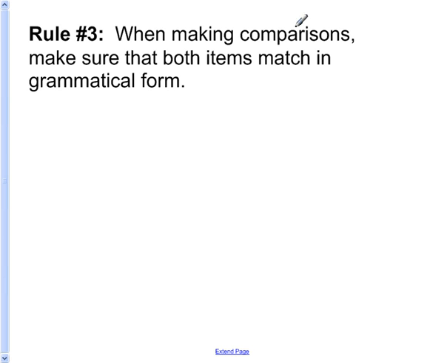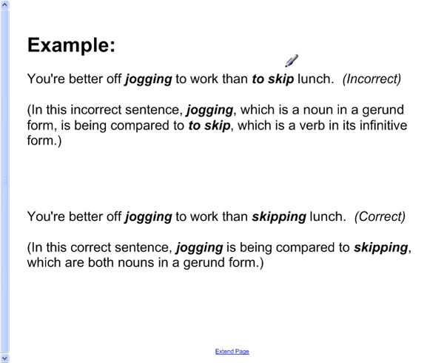Rule number 3, when making comparisons, make sure both items that are being compared match in grammatical form. Example, you are better off jogging to work than to skip lunch. So what's being compared here? Well, you're better off jogging, which is a gerund, a noun, an activity, and it's being compared to skip, which is an infinitive. So the items being compared do not match in terms of grammatical structure.